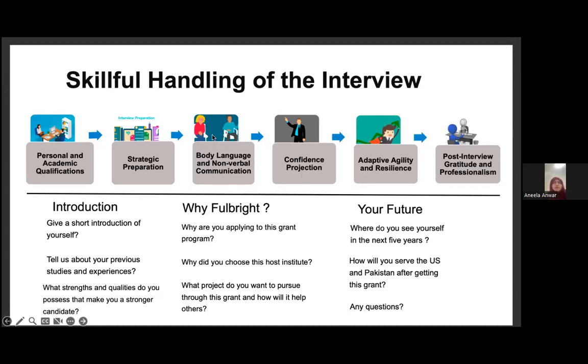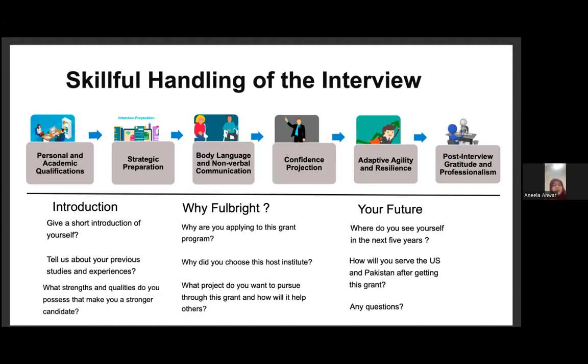Fulbright program's mission and goals: everything you say should align with the Fulbright program's mission and goals, emphasizing cross-cultural exchange, academic excellence, and your leadership potential as well. And for body language, dress appropriately.